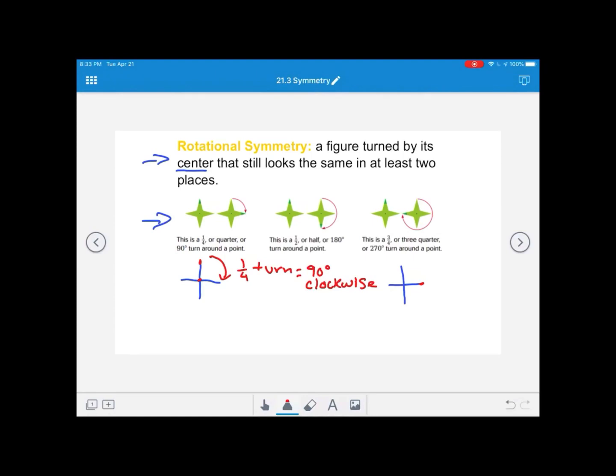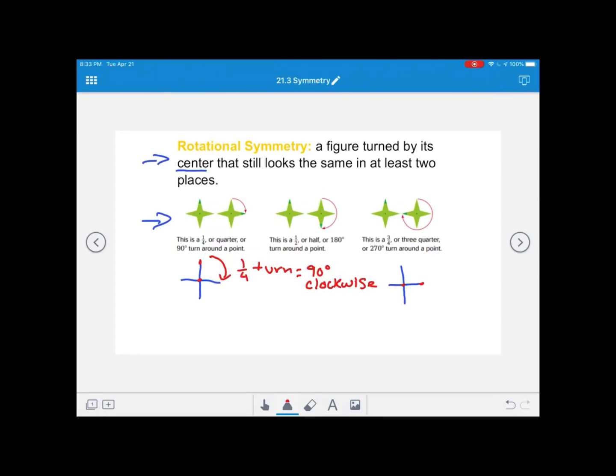So now that part that used to be at the top is now on the side, but do you see how it still looks like a plus sign? So I can rotate this around all the way around and it will still have symmetry. So this means it has rotational symmetry because it can look the same in at least two places as long as you rotate it around its center.